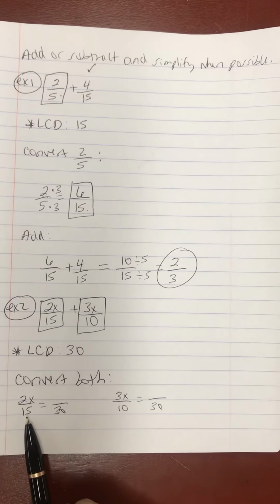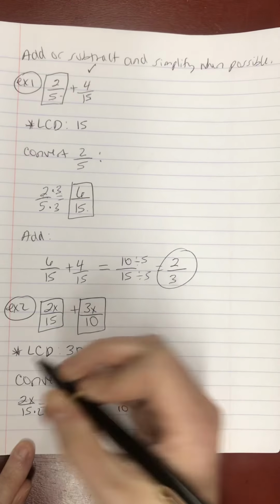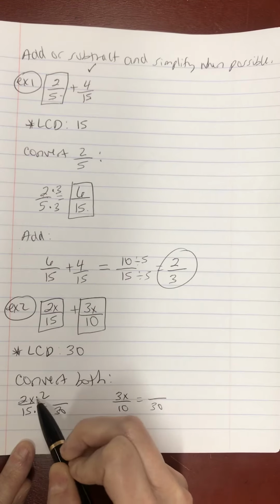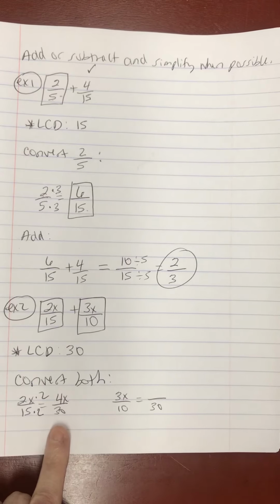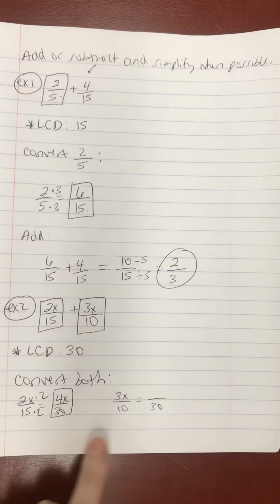15 times what is 30? Well, times 2, right? So whatever you do on the bottom, you have to do on the top. So 2x times 2 is 4x. So you get a 4x there. And then over here, so now that's our new fraction, right? We'll put a box around it.